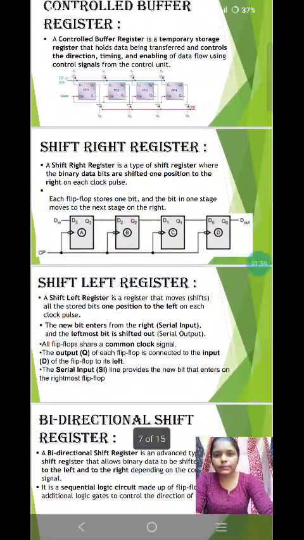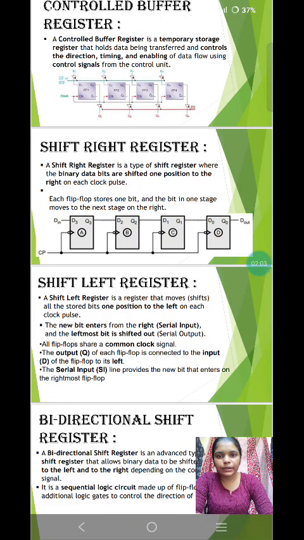Shift right resistor. A shift right resistor is a type of shift resistor where the binary data bits are shifted one position to the right on each clock pulse. Each flip-flop stores one bit, and the bit in one stage moves to the next stage on the right.